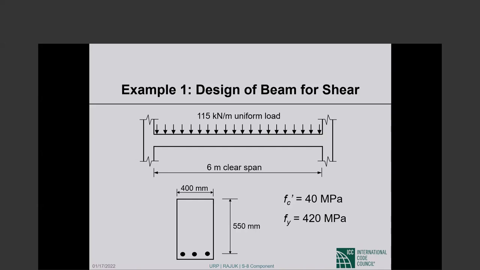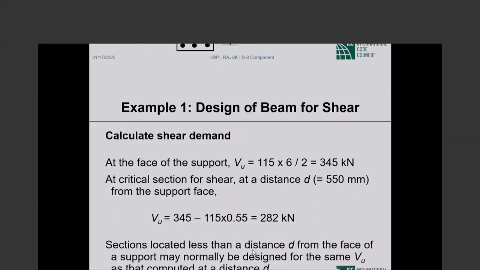Okay, so it's, as you see, a beam with uniform loading on it. The beam is supported on columns at the two faces. 6 meter clear span. The section is 400 by 550. Concrete strength 40 MPa, f_y 420. Okay. Here it doesn't talk about how much reinforcement.